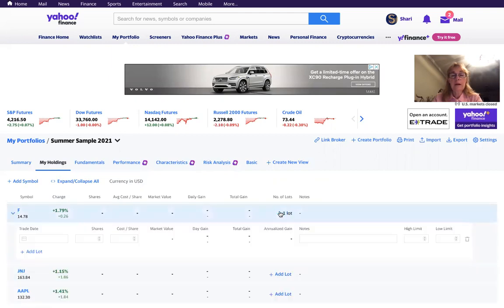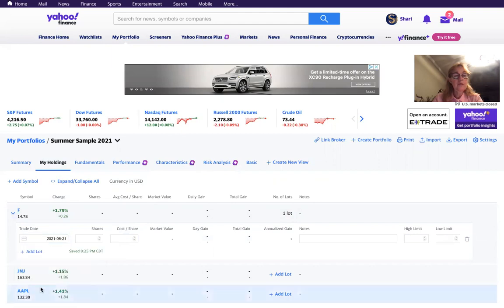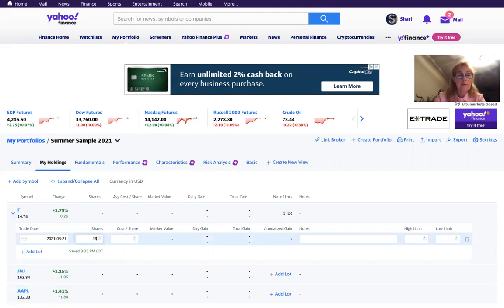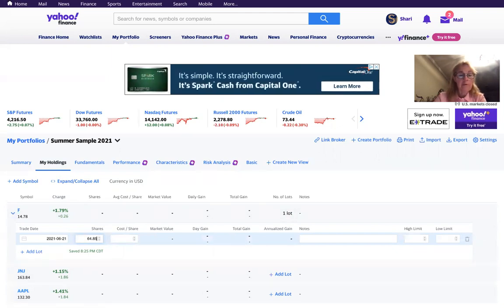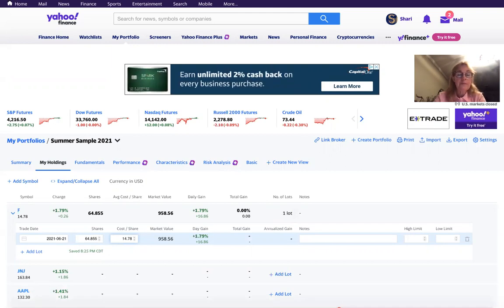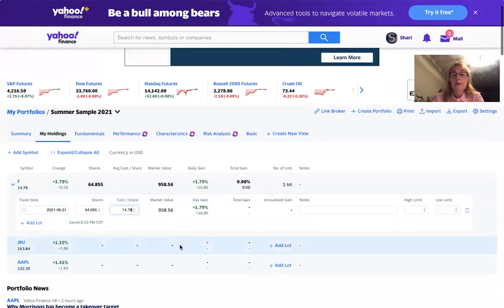So let's go to add lot. And the trade date was today. Today's June 21st. And I bought 64.855 shares. Make sure that you don't mess up the shares and the cost. Don't get that mixed up. My cost was $14.78, the closing price. All right, and then that's it. You don't have to enter anything else.